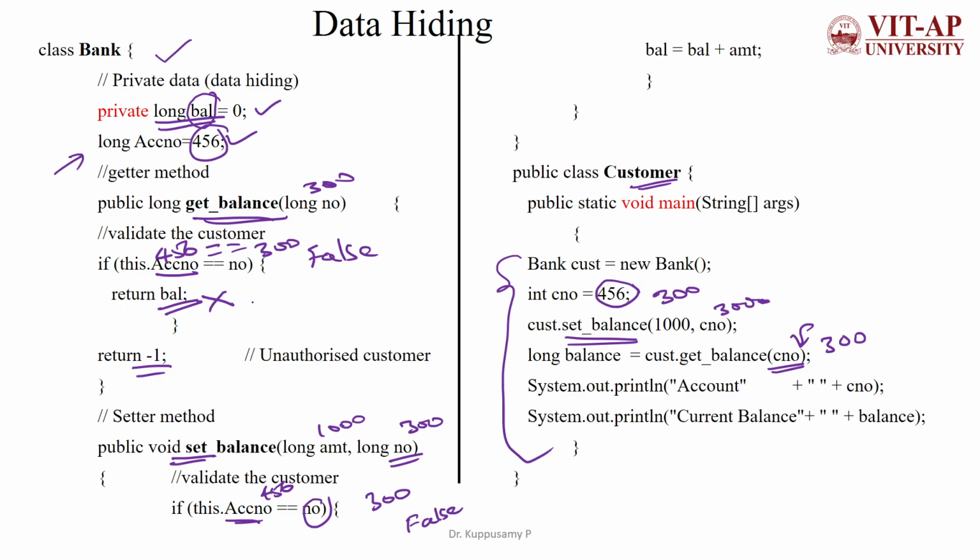So like this, we can hide the details of data members, that means methods and variable values, by using the data hiding concept. To hide the details, we need the getter method and setter method, and the variables must be declared as private in the data hiding concept.